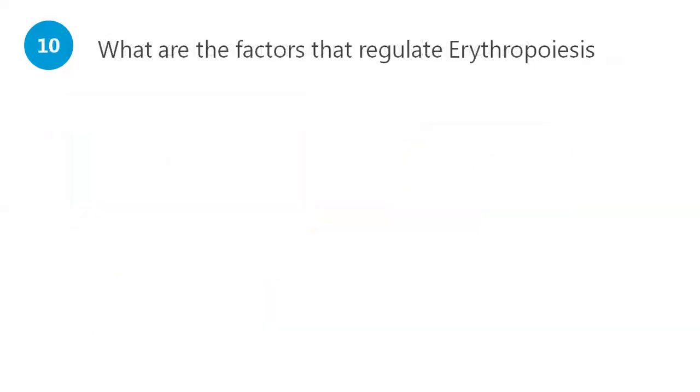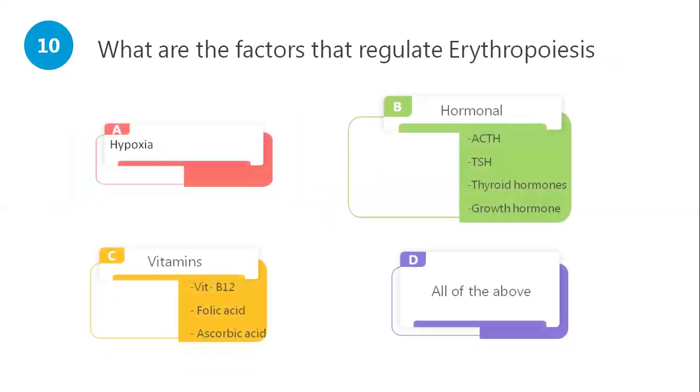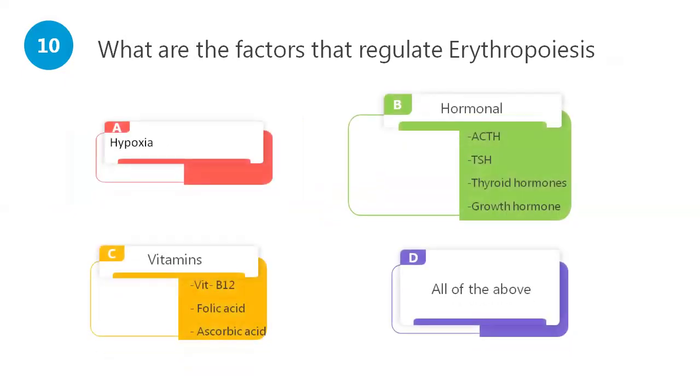Next question, what are the factors that regulate erythropoiesis? What is erythropoiesis? That is production of RBC. Option A, hypoxia, and option B, hormonal factors, that is ACTH. What is ACTH? Adrenocorticotropic hormone. And next, TSH, that is thyroid stimulating hormone, and thyroid hormones, growth hormones. All these factors. And option C, vitamins such as vitamin B12, folic acid, and ascorbic acid. And option D, all of the above.